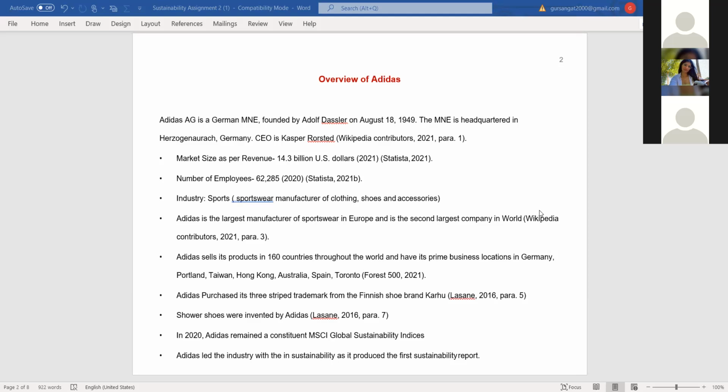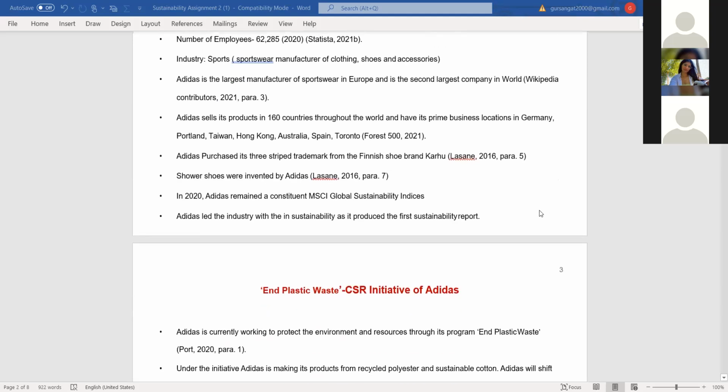Adidas supplies its products in 160 countries all over the world. Adidas also purchased the three stripes trademark from the Finnish shoe brand, and in 2020, Adidas remained a constituent of the MSCI Global Sustainability Indices. Adidas led the industry in sustainability as it produced the first sustainability report. To be continued with the second slide.